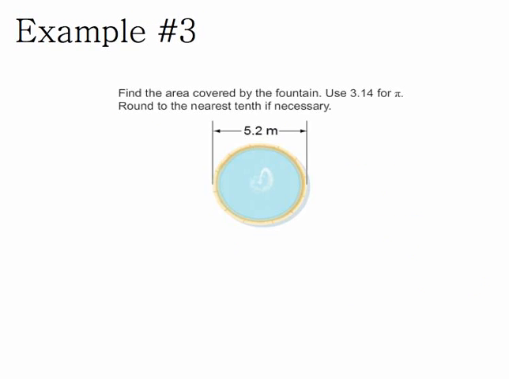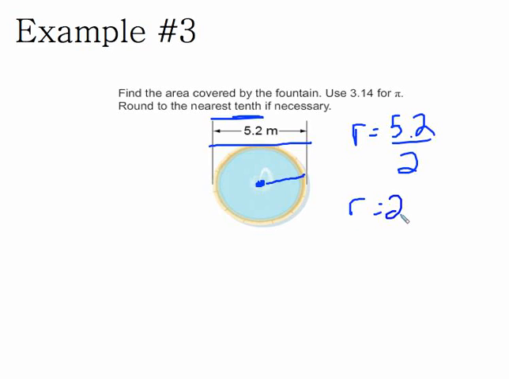So let's keep working with this. Example 3. Find the area covered by the fountain, use 3.14 for pi, and round to the nearest tenth if necessary. Here I'm not given the radius, I'm actually given the diameter. So we need to figure out what the radius is. Think back to yesterday: how do I figure out the radius when I know the diameter? That's right, you take half the diameter. So the radius equals 5.2 divided by 2, which is 2.6. So I know my radius is 2.6 meters.